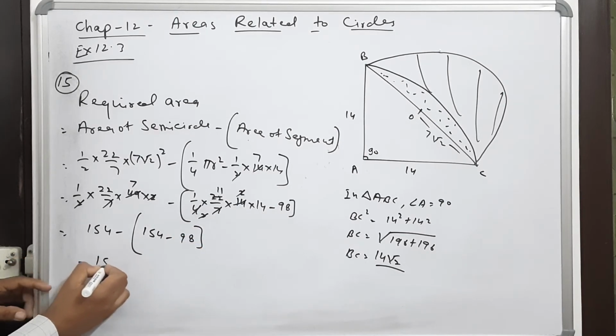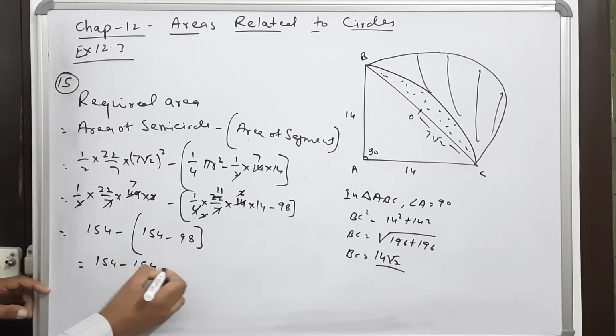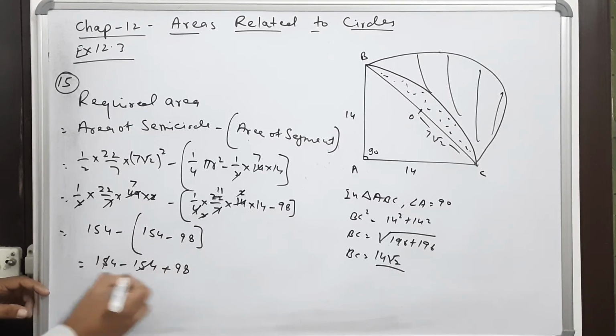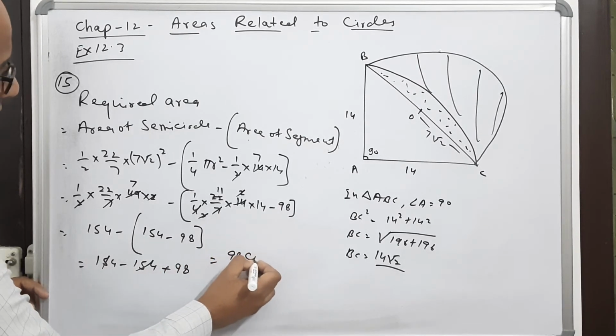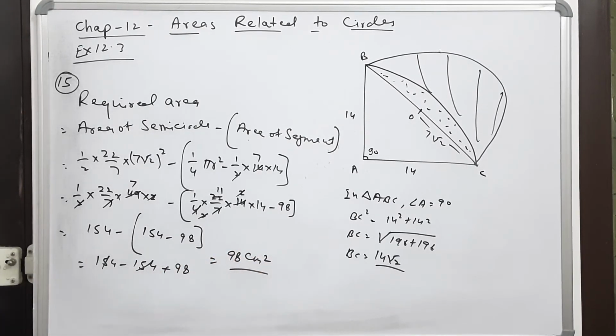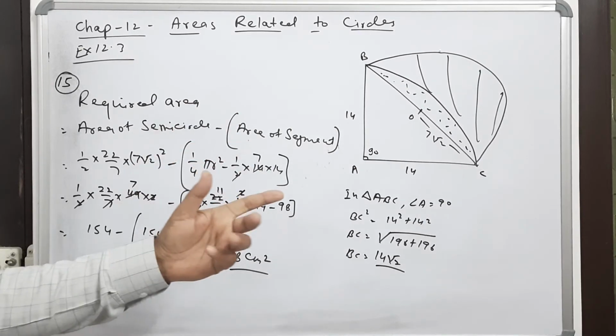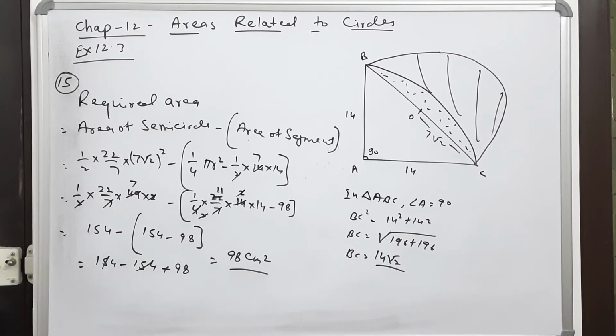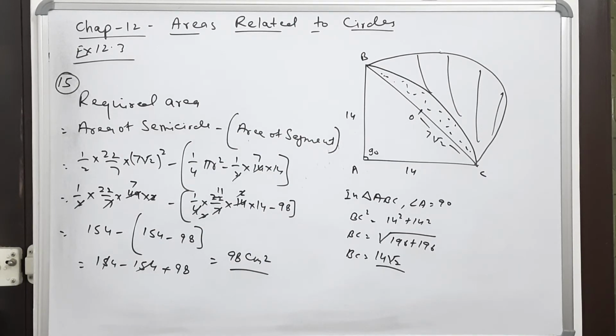So the final answer is 154 minus 154 plus 98. So final answer is 98 centimeter square. I hope this is clear to you. So that is the answer for this particular sum. I am taking the last problem now.